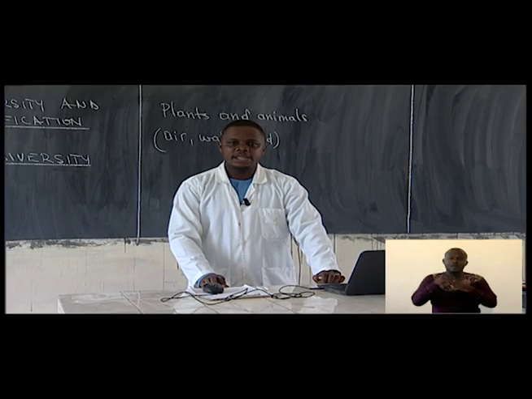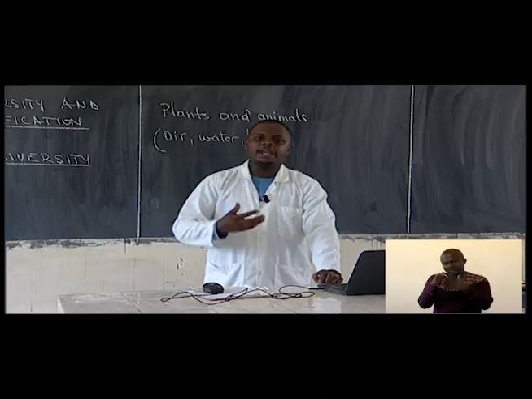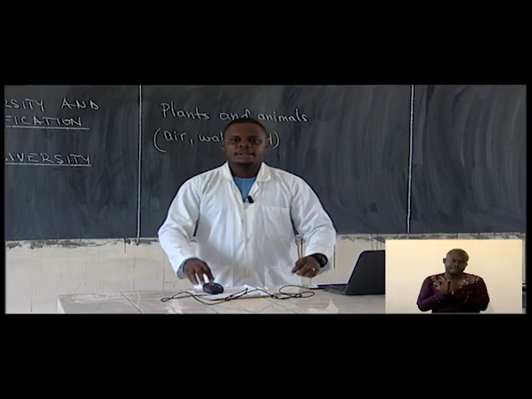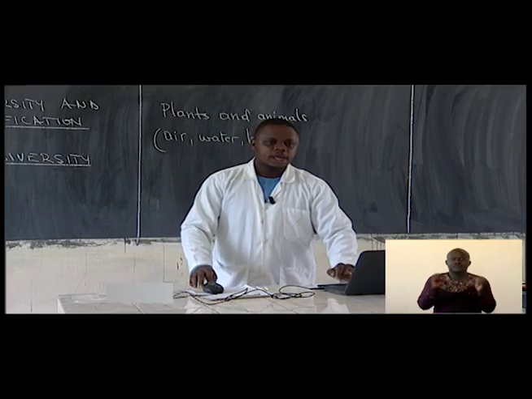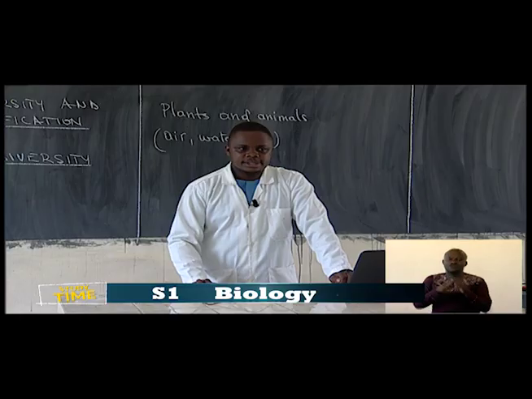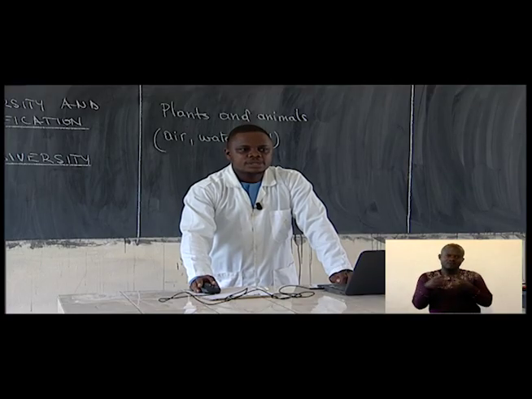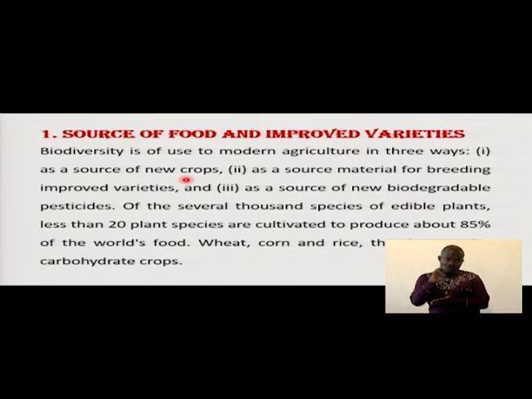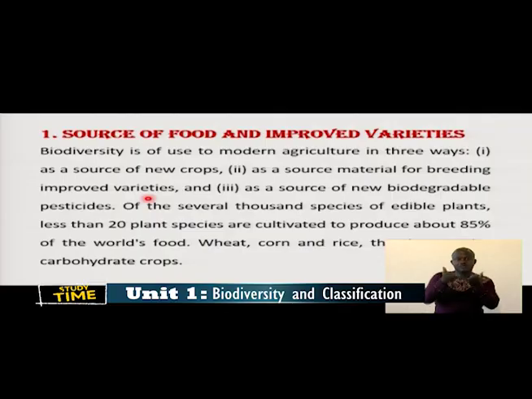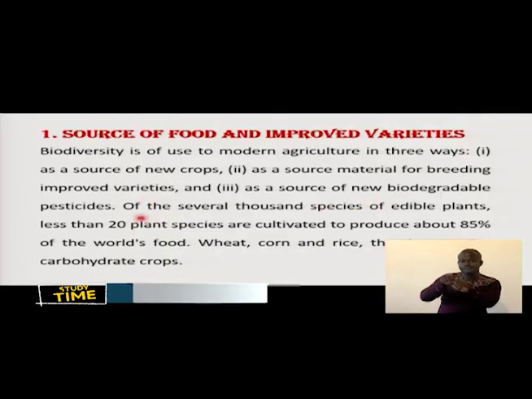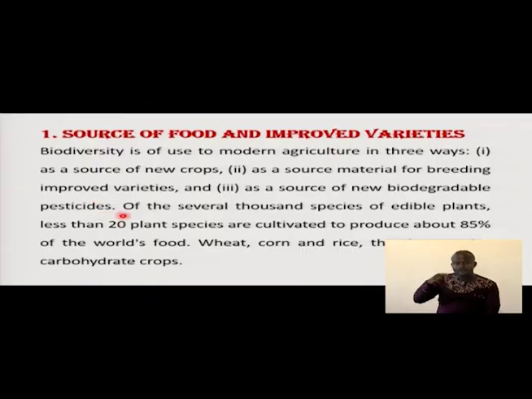So biodiversity is very important because it provides different things which are needed by organisms. Source of food and improved varieties. Let us say biodiversity is of use to modern agriculture in 3 ways. One, as a source of new crops, because if we are talking about different plants and animals, that means they can be a good source of new crops; as a source of material for breeding and improved varieties; as a source of new biodegradable pesticides.